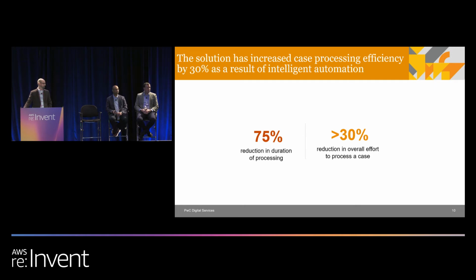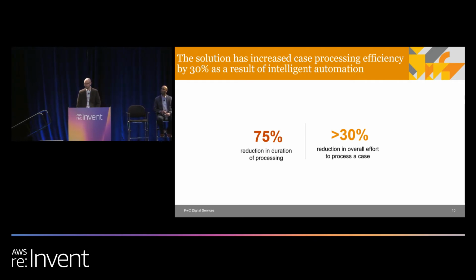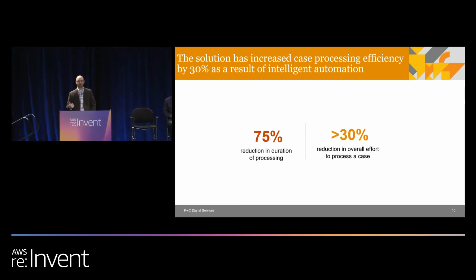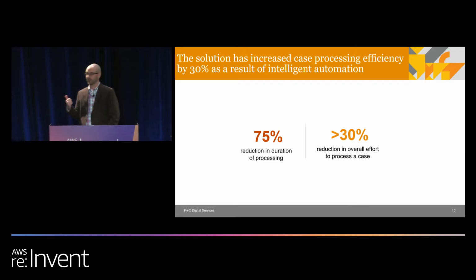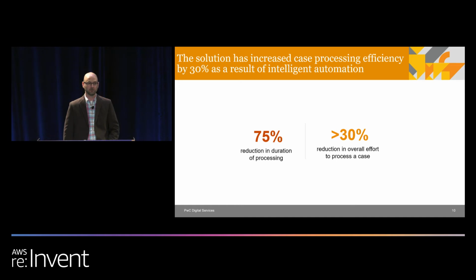Any others? Let's talk about some numbers. Pretty simple here. What have we achieved? We set a goal of a 25% reduction in duration of processing, and as you can see there, it's a 75% number. So we really blew it out of the water.